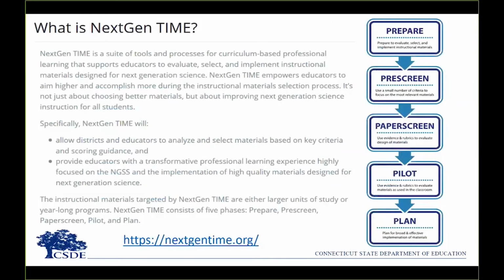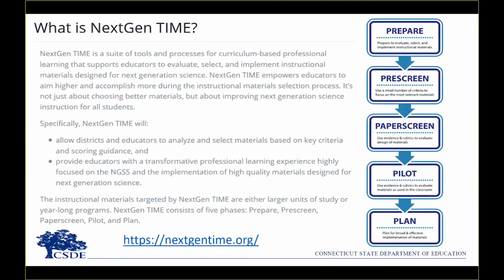Will your district be selecting materials to teach science? The NextGen TIME will be a helpful resource for you. NextGen TIME is a collaboration from Achieve, WestEd, BSCS, and Carnegie Corporation. It is a suite of tools and processes for curriculum-based professional learning that supports educators to evaluate, select, and implement instructional materials designed for the Next Generation Science Standards.